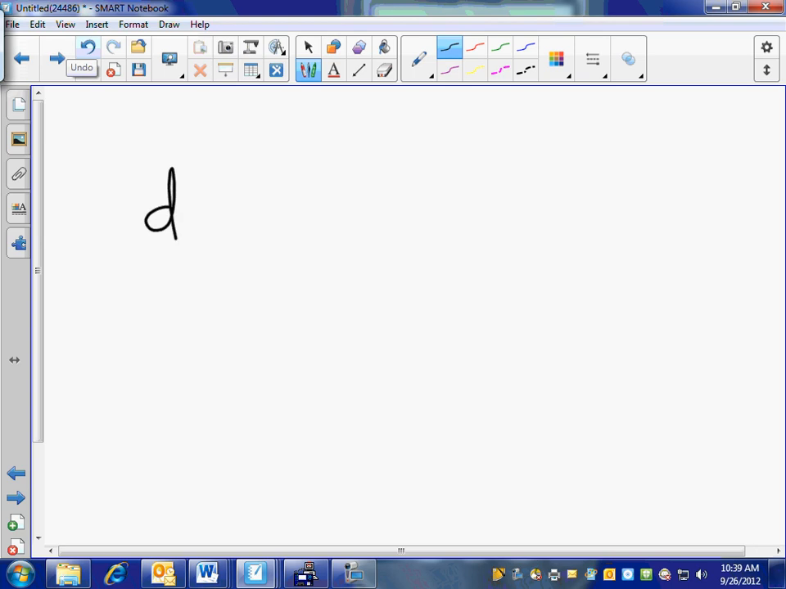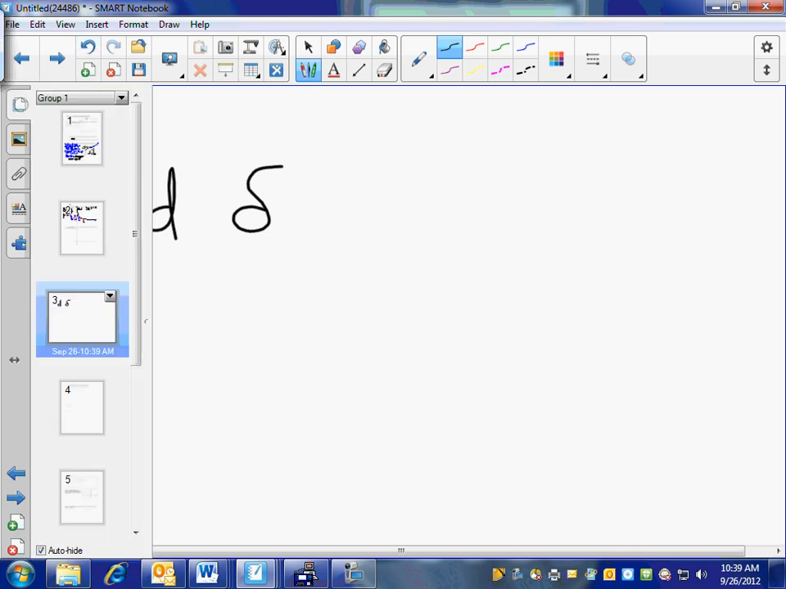So if that's a D, delta would start at that same place and kind of come up, but then it kind of swings around like that. Almost like an eighth note. Sure. That'll be a delta.